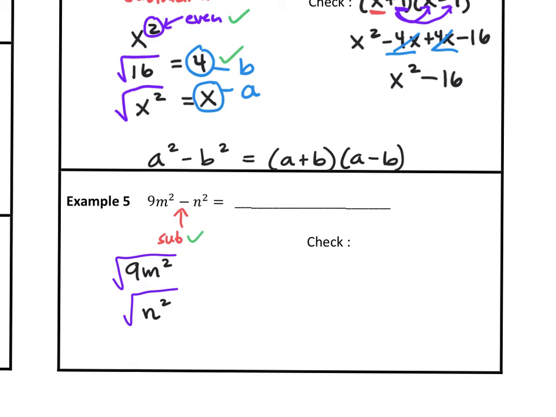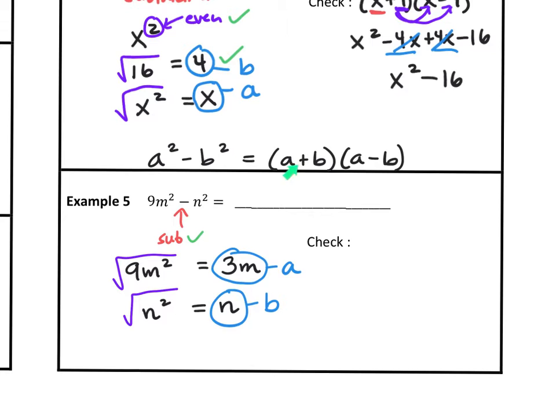Okay. Step 2 says to square root the first and the last term. So let's square root it. What's the square root of 9? 3. What's the square root of m squared? M. And let's look at the second one. What's the square root of n squared? Square root and the square will cancel. So that is n. Okay, so this first term is like my a, and the second one is like my b.